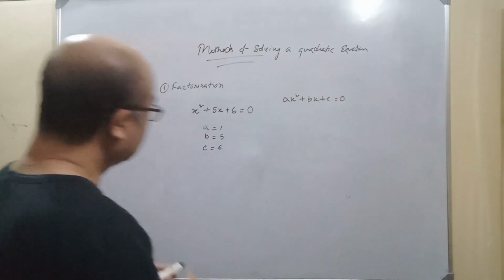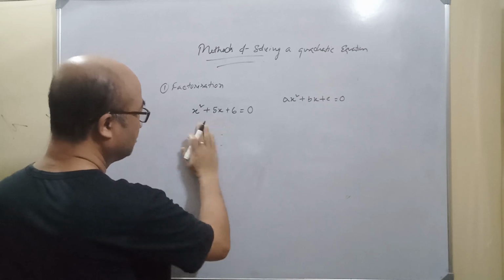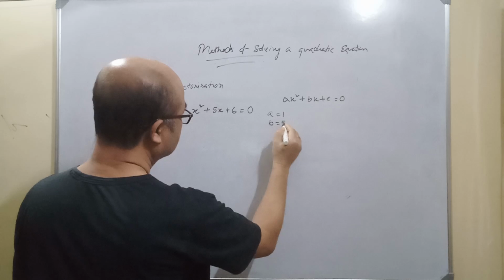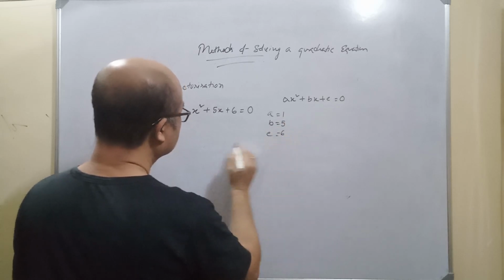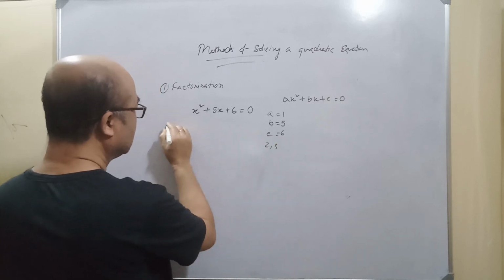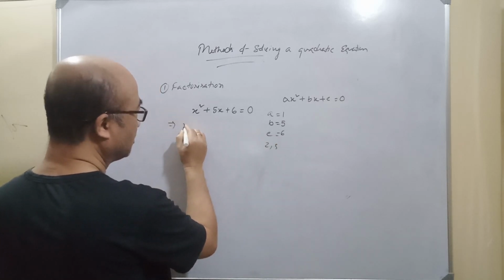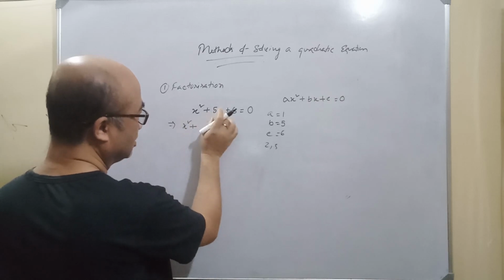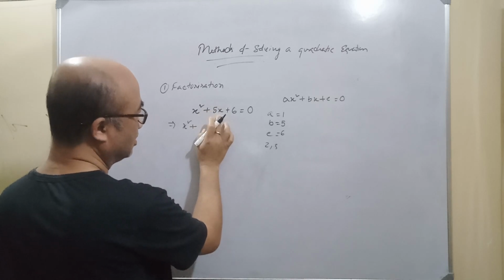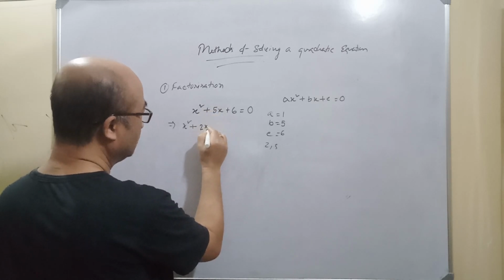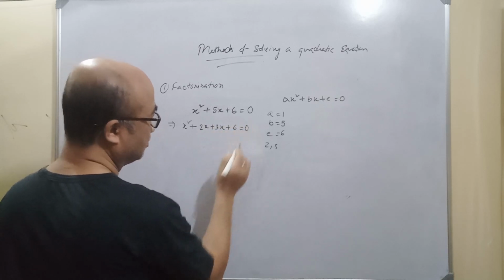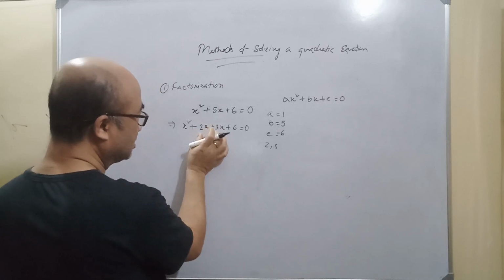So let us solve it. After getting the numbers, let me write it here. A is 1, b is 5, c is 6. So the numbers are 2 and 3. These two numbers we need. So this can be written as x square. Now we will split the middle term. How? 2x plus 3x plus 6 equal to 0. 2 plus 3 is 5.